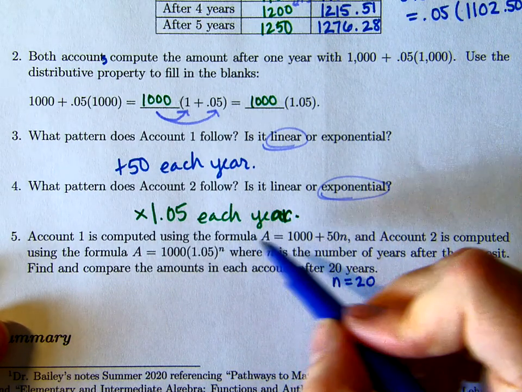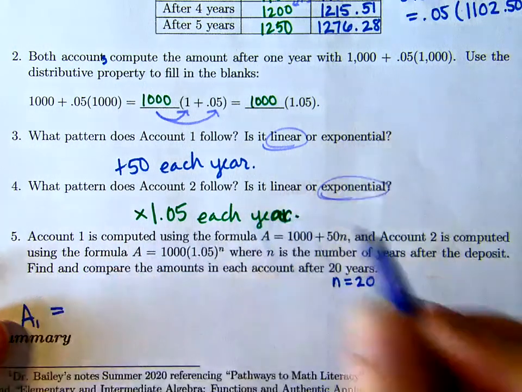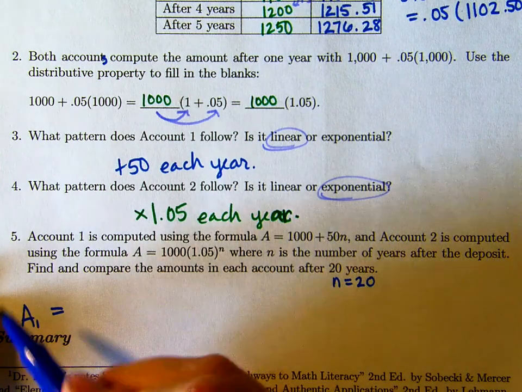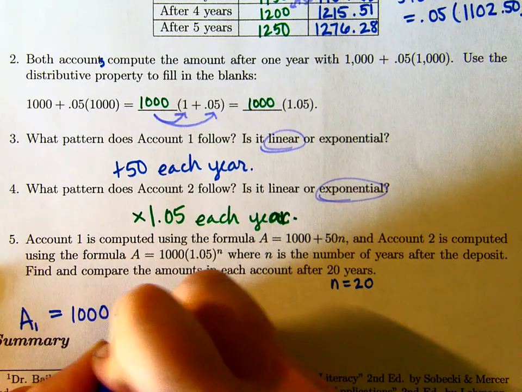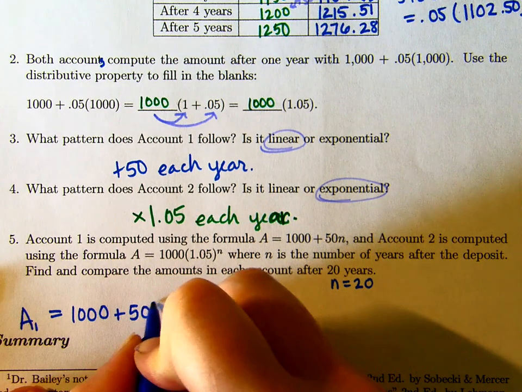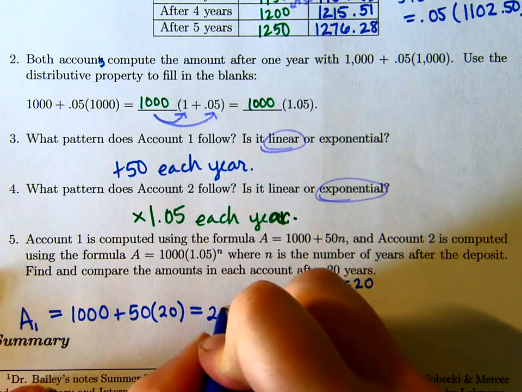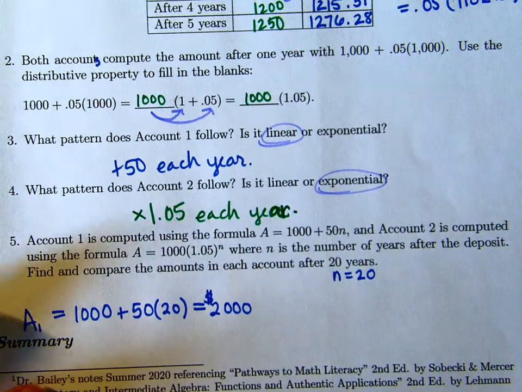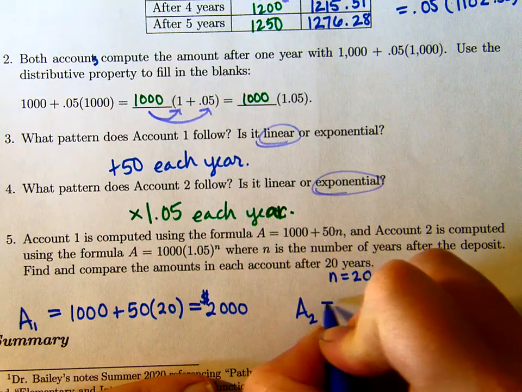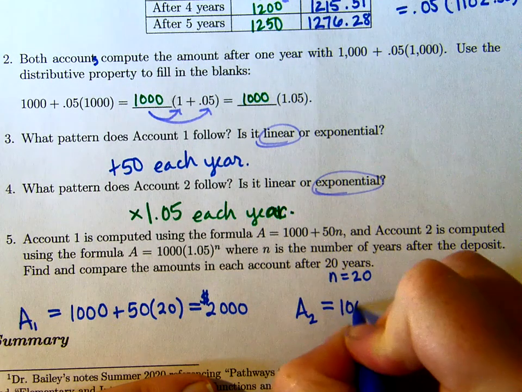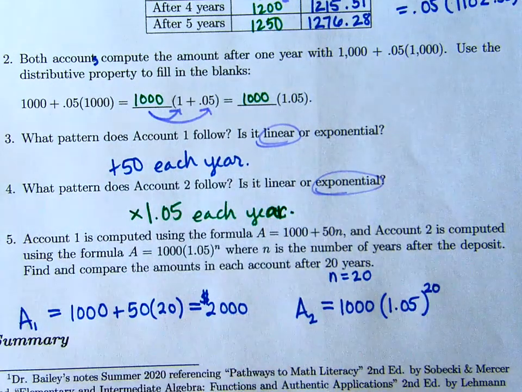Okay, I'm going to call this A1 for account 1 so that I don't actually have to label it account 1. So I'm just being lazy and calling this A1. A1 will equal $1,000 plus 50 added 20 times. Well, 20 50s is 1,000, so we would end up with $2,000 in account 1 after 20 years. Okay, in account 2, we would start with $1,000, and that would be multiplied by 1.05 20 times.